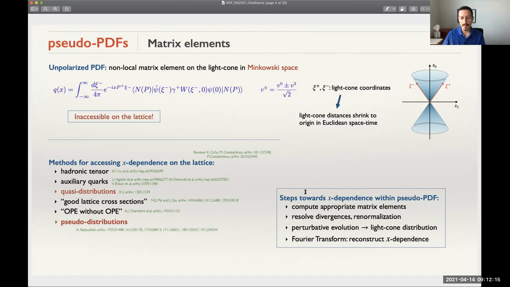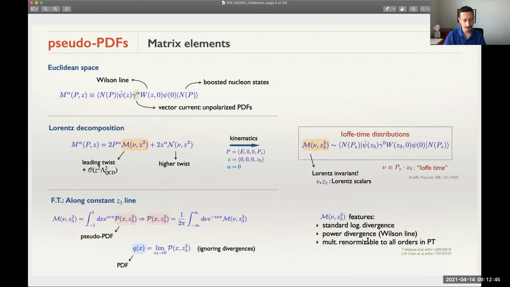Now, very briefly, the steps towards the x dependence within the pseudo-PDF, I list them here. So we have to compute the appropriate matrix element. Then we have to take care of the divergences and the renormalization associated with those matrix elements. Then we perform a perturbative evolution, which gives us the light cone distribution. And finally, we perform a Fourier transform, which reconstructs the x dependence of the PDFs. And I'll show these steps as I go on in this talk.